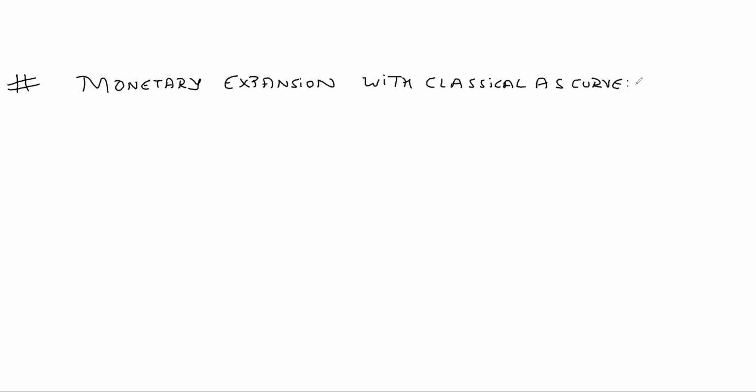Monetary expansion with the classical AS curve. So we were looking at fiscal expansion. Now we look at the monetary expansion. Let's draw the diagram.